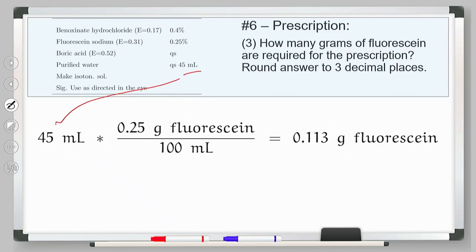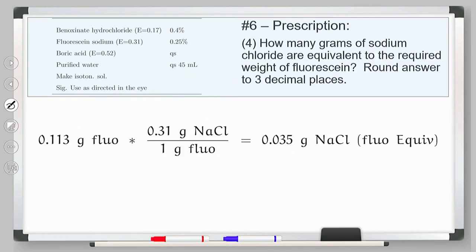If I'm going to make 45 milliliters with this concentration, then of the fluorescein I need 0.113 grams. That's just the weight of the drug I'm going to be putting in the solution to have the right concentration of my drug. But what kind of osmotic forces will that amount of drug produce? How much sodium chloride will this be equivalent to? So let's solve for that. This is the amount I'm going to have. Here's my E value. I bring my E value down, and if I multiply that weight by 0.31, grams of drug will cancel, and I'll have my equivalent grams of sodium chloride. So I now know the equivalent weight of sodium chloride for my two active ingredients.